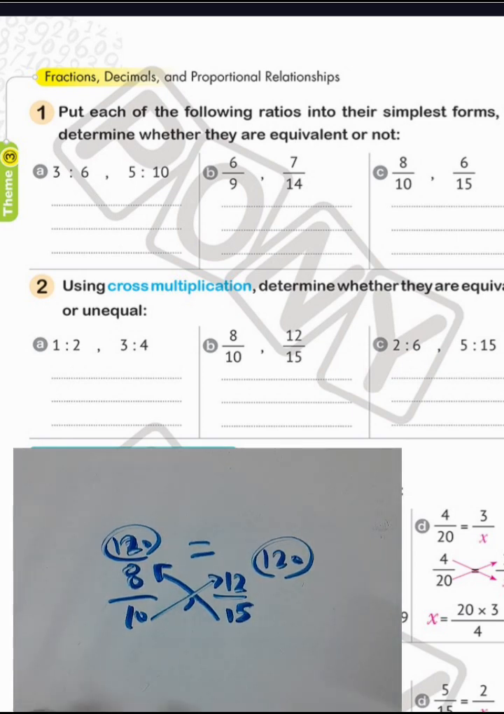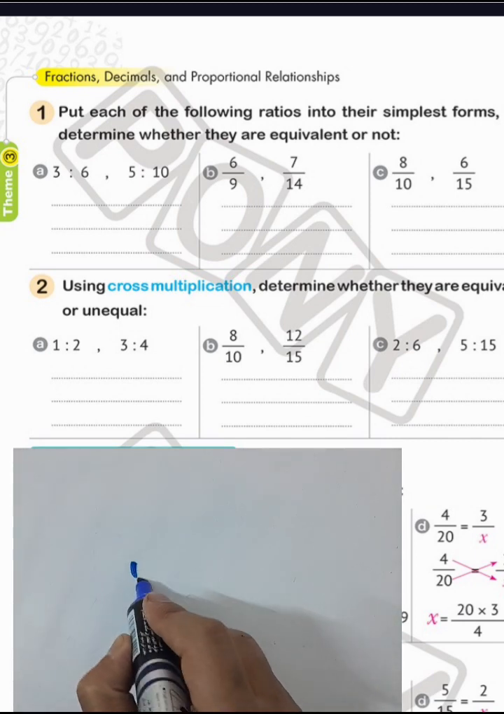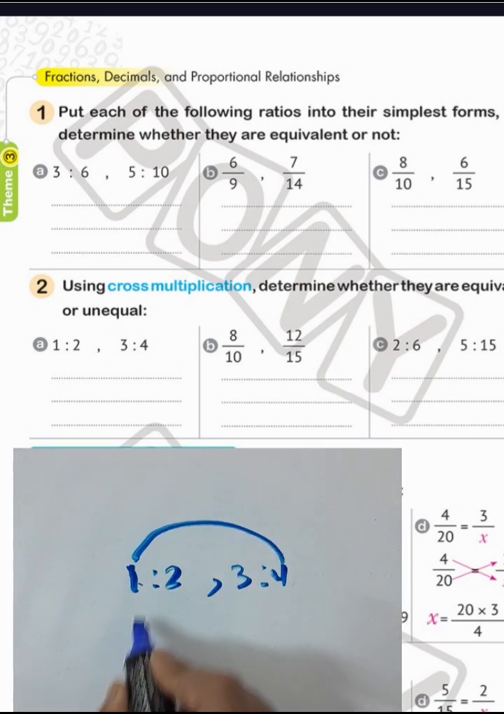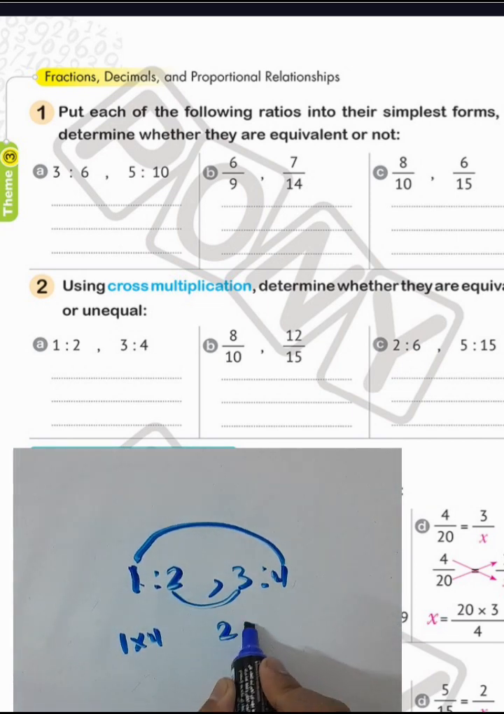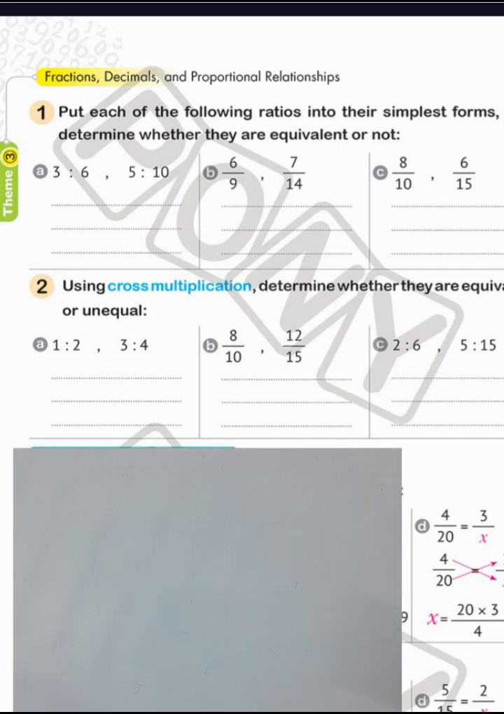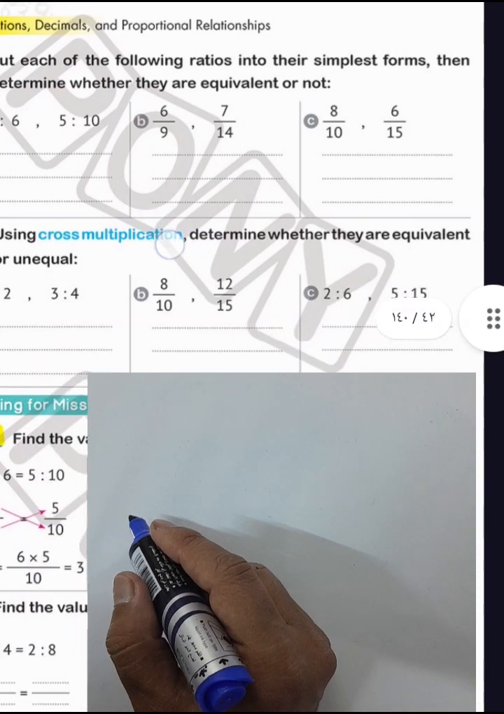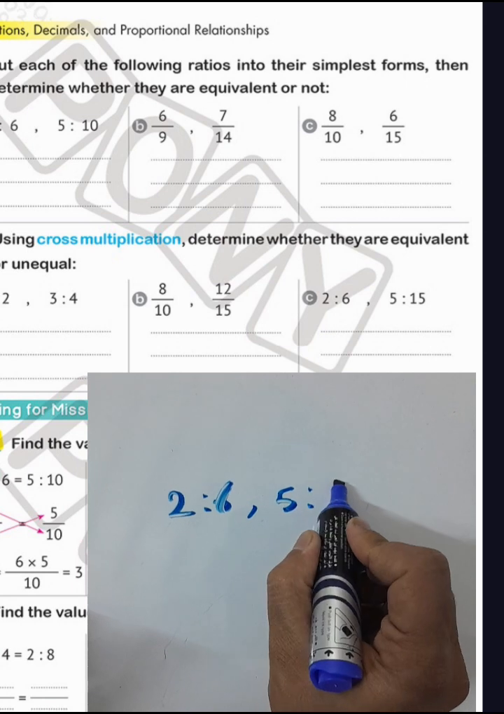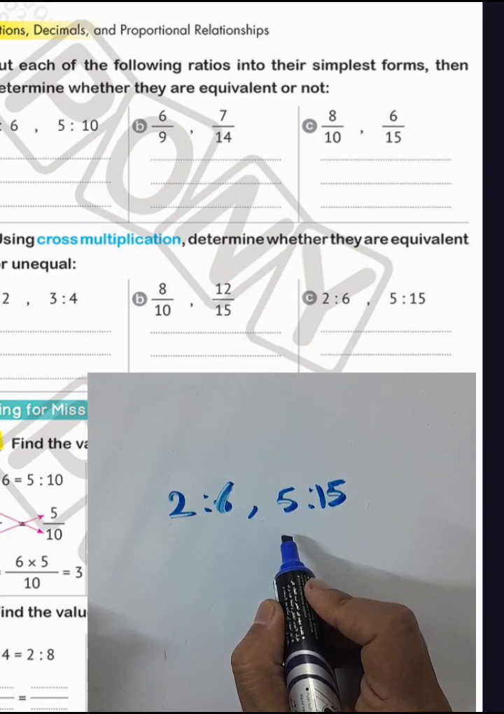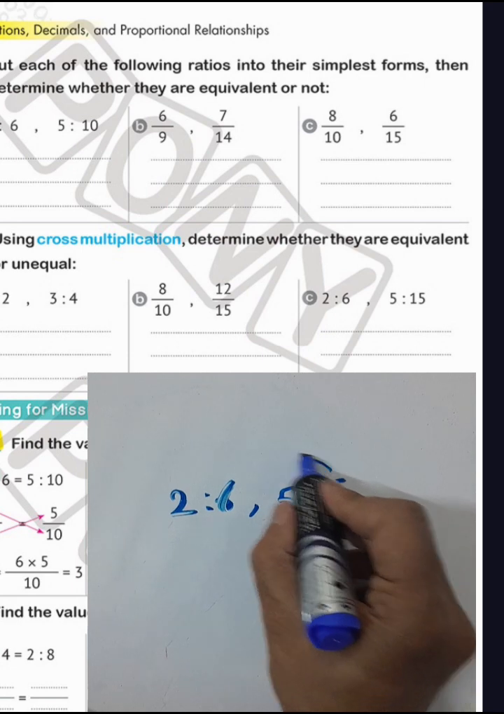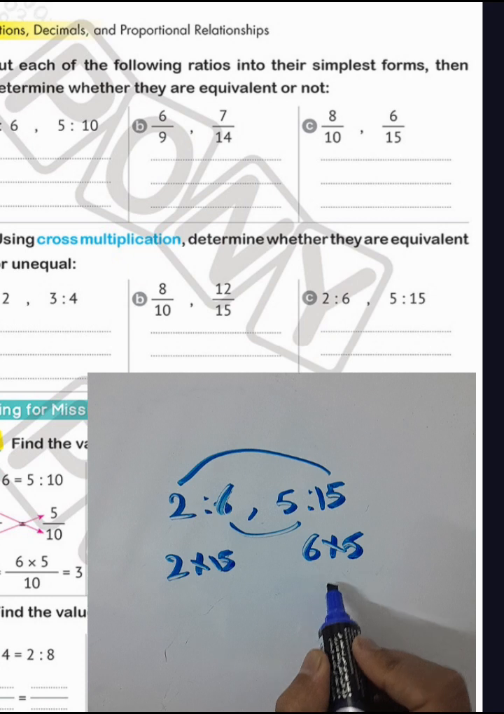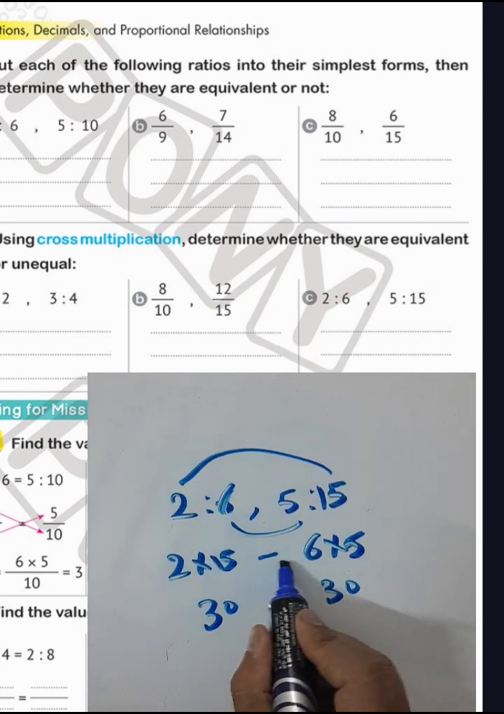Then they are equivalent. And what about again 1 to 2 and 3 to 4? We can find the product between 1 times 4 and 2 times 3. 1 times 4 equals 4, 2 times 3 equals 6. Then they are not equivalent. And what about here 2 to 6 and 5 to 15? We can find the product between 2 and 15 and 6 times 5. 6 times 5 equals 30. 2 times 15 equals 30. Then it will be equivalent.